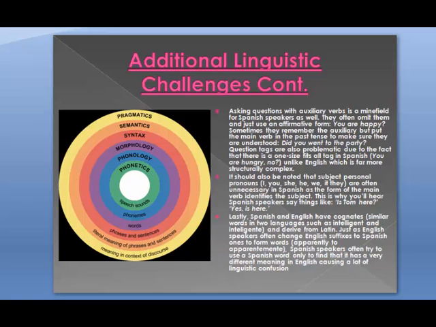Question tags are also problematic due to the fact that there is a one-size-fits-all tag in Spanish. "You are hungry, no?" Unlike English, which is far more structurally complex.